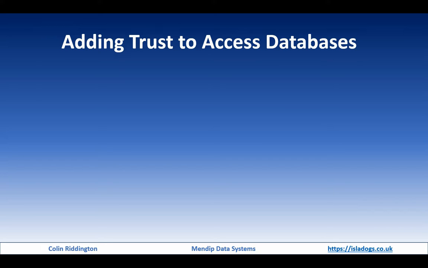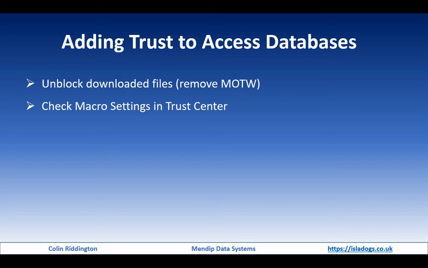This is all part of Microsoft's attempt to improve trust and to ensure greater security, and there are various ways that you add trust to files. The first thing you need to do, as I'm sure you're already aware, when you download any files from the internet, you have to unblock them to remove something called the mark of the web, or MOTW. Then the next stage will be determined by what macro settings you have in the Trust Center. I'll explain that properly as we get onto the example app.